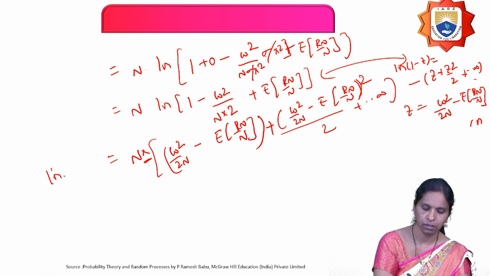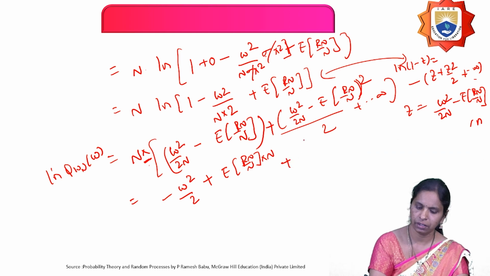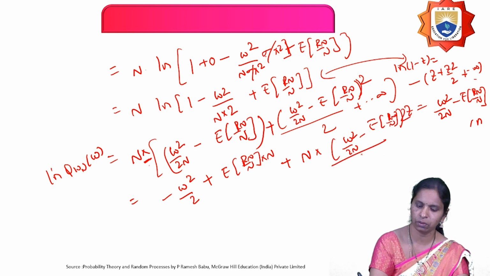So this is nothing but ln of the characteristic function phi wn of w. If you multiply with n, then what do you get here? Minus omega square by 2. So minus of minus here plus e power the expectation of Rn by n into n, plus here n into omega square by 2n minus the expectation of Rn by n whole square by 2, plus and so on up to infinity.